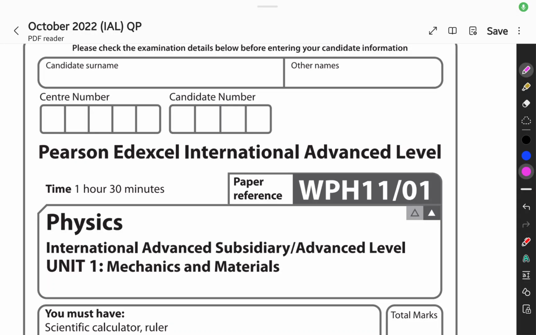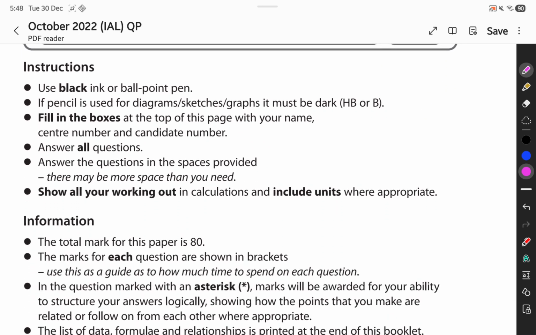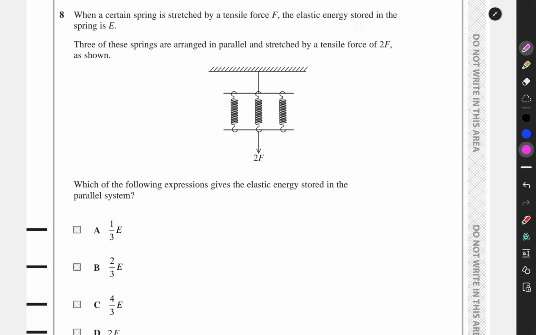MCQ from the same paper. The paper is October November 2022 Edexcel exam series, unit number 1, IAS. So here we go. Let's move towards MCQ number 8.